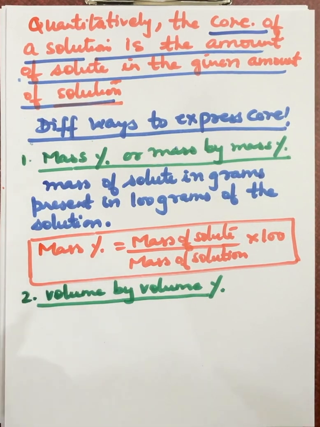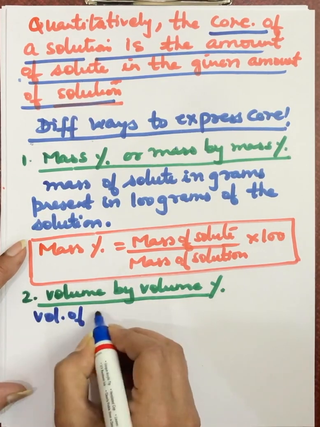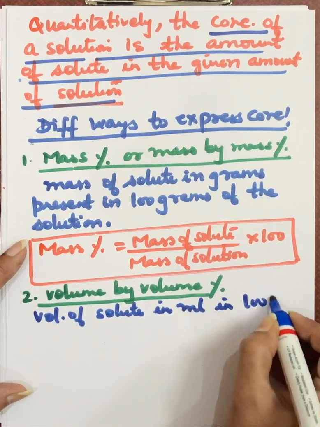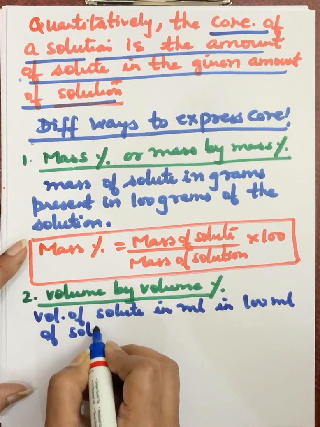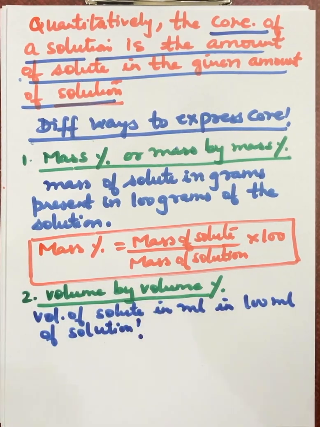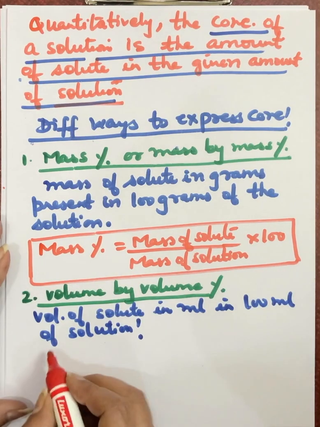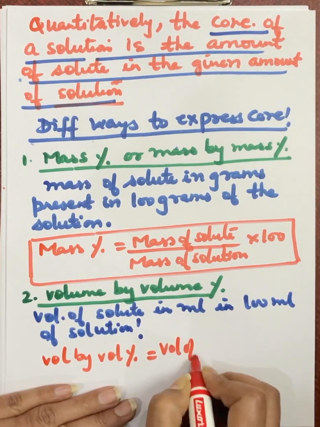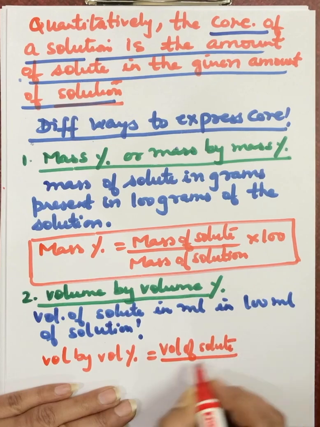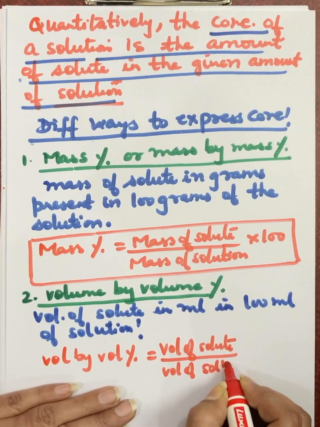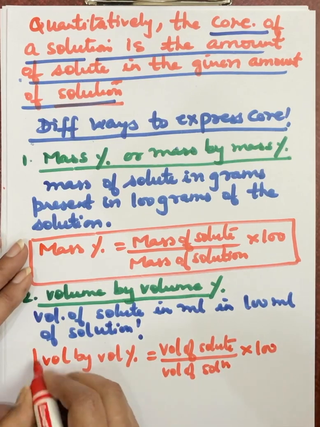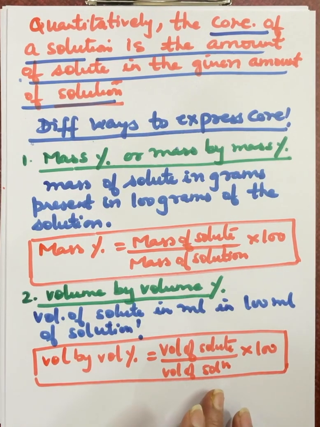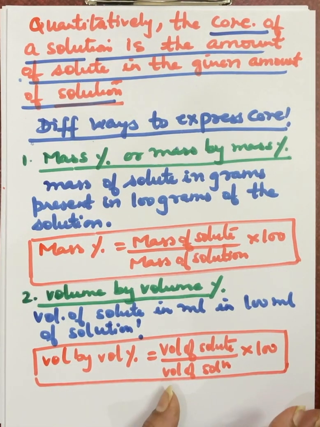So here the definition is volume of solute in milliliters in 100 ml of solution. So now the formula for this is volume by volume percentage is equal to volume of solute taken in milliliter upon volume of solution, this also should be in milliliter, into 100. This is how we'll calculate the mass percentage and volume by volume percentage.